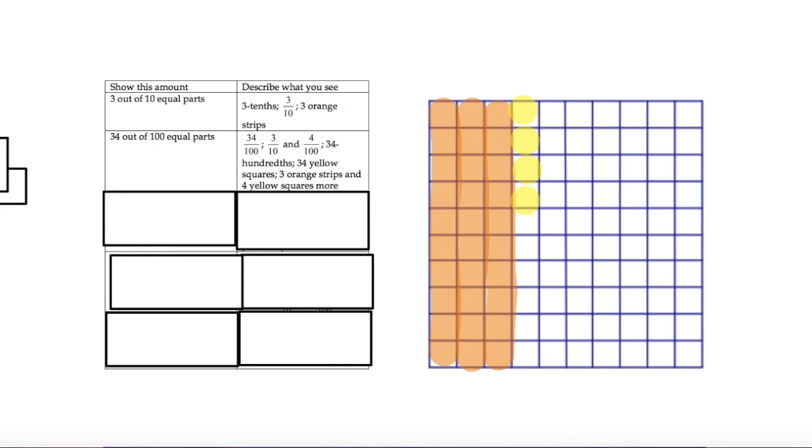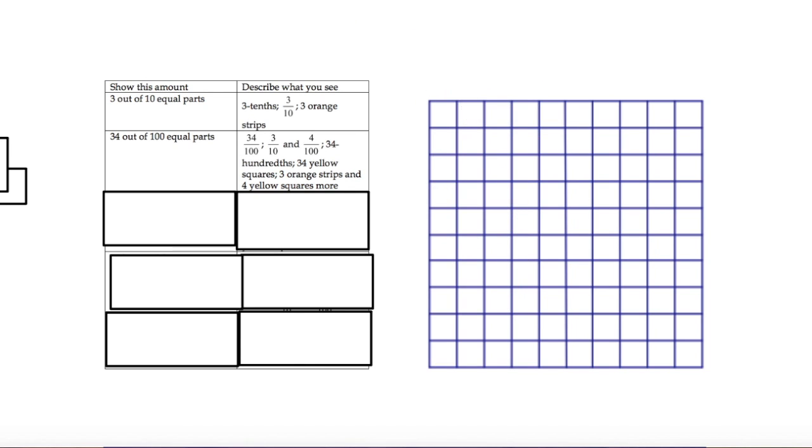Maybe you thought of this as the fraction symbol 34/100ths, or 3/10 and 4/100ths more, or in word form 34/100ths, 34 yellow squares if we could have colored them all yellow, or 3 orange strips and 4 yellow squares more. All of those would be correct answers.